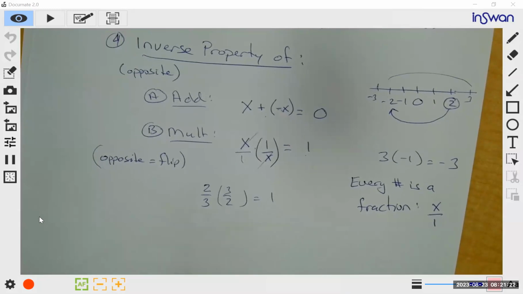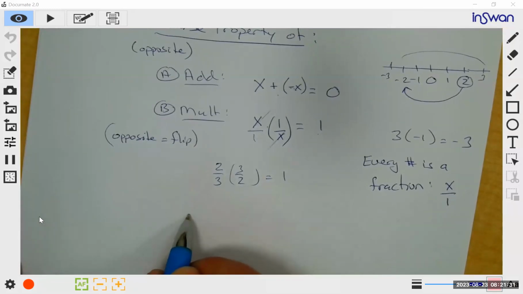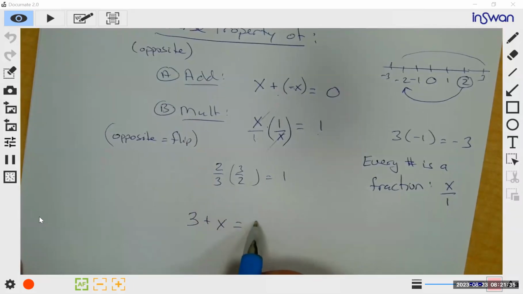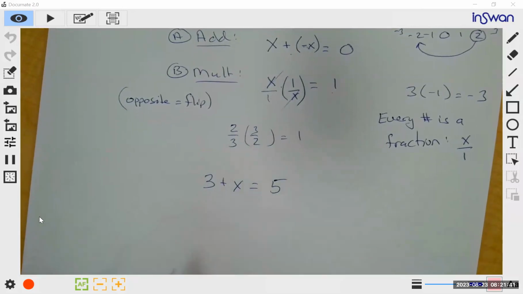Now, why would we use the inverse property? What's the purpose? Eventually what we're going to be doing is working on equations. We're going to be asked to solve for x. We have to get rid of the 3. How do you get rid of the 3?